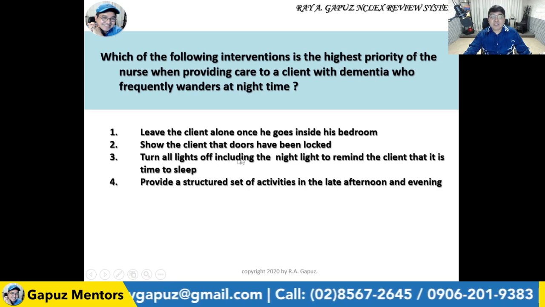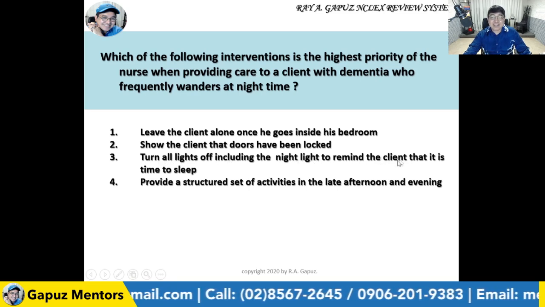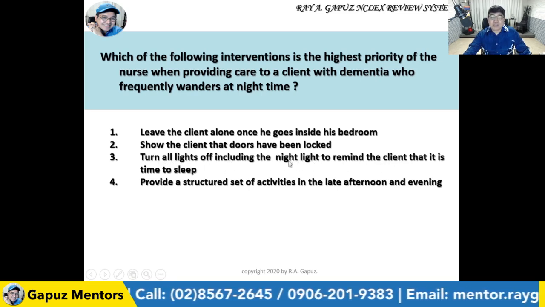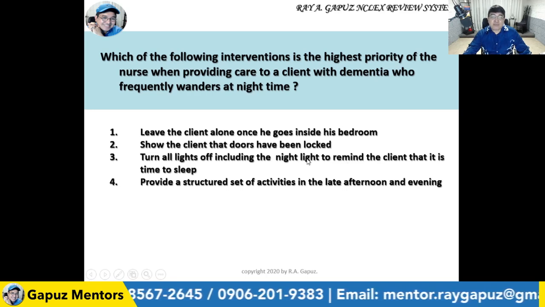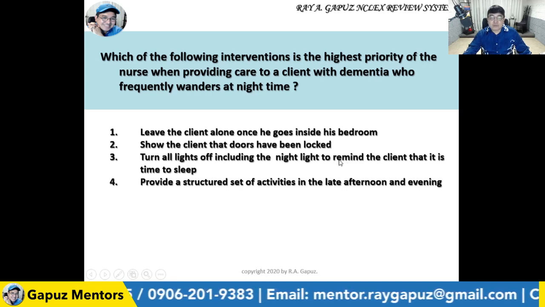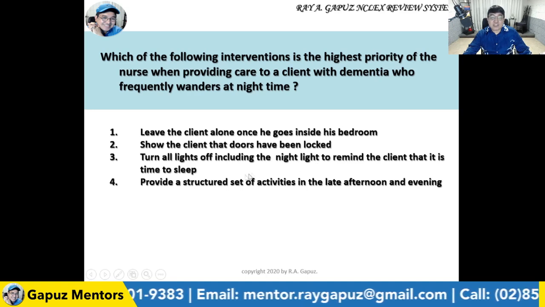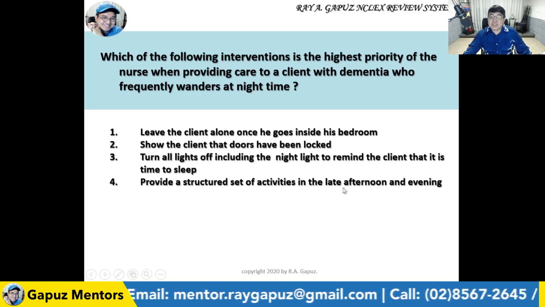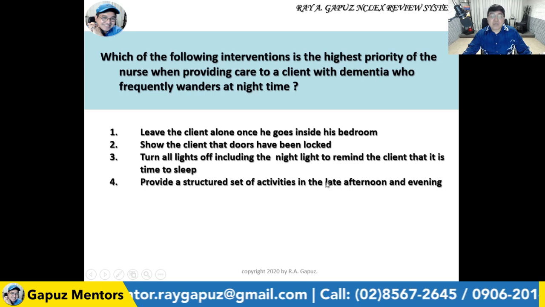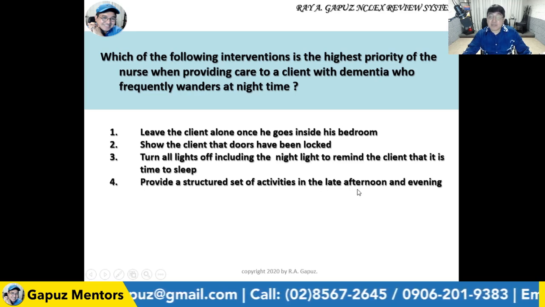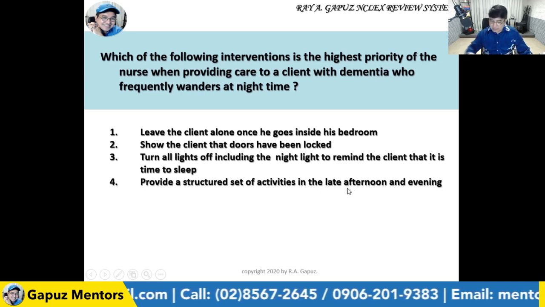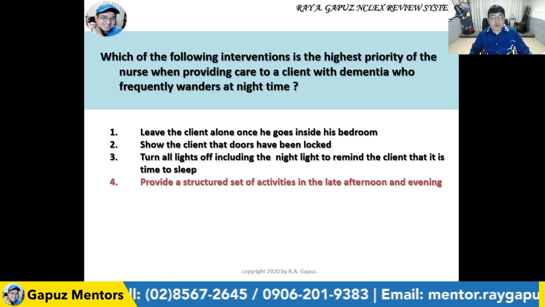Then turn all lights off, including night light, to remind the client that it is time to sleep. Well, this would pose a danger, because if the patient wakes up at night and it's very dark, that could further worsen the disorientation. Then provide a structured set of activities in the late afternoon and evening. This will help the patient anticipate and develop a routine for sleeping time. So the best answer would be number 4.